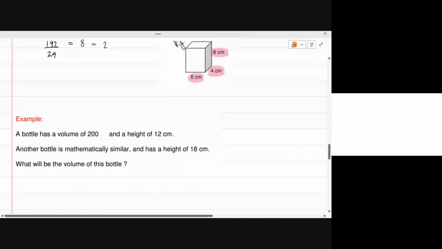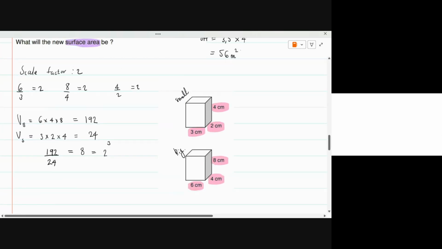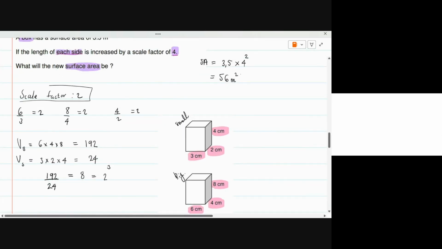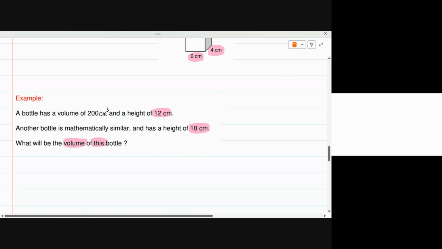All right, let's look at an example. It says, a bottle has a volume of 200 centimeters cubed and a height of 12 centimeters. Another bottle is mathematically similar and has a height of 18 centimeters. What will the volume of this new bottle be? We want the volume. The first thing we always need to work out is a scale factor. So let's go ahead and find a scale factor here.